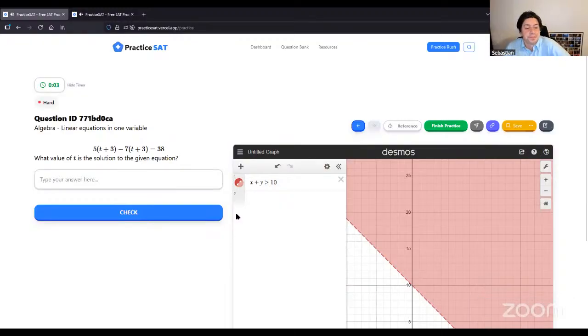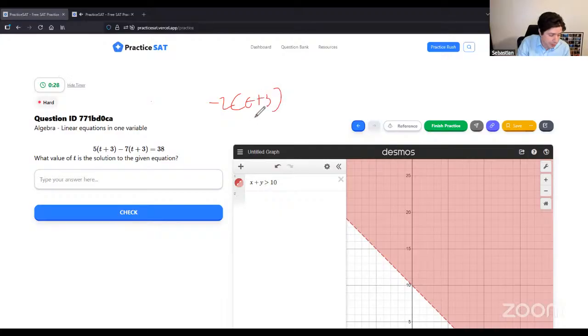Oh, I love this one. The t plus 3 is just the same thing twice. So you could do the value of t is the solution to the given equation. So when we combine, we can actually combine the units first. So we're going to do this. 5 minus 7 is negative 2t plus 3.